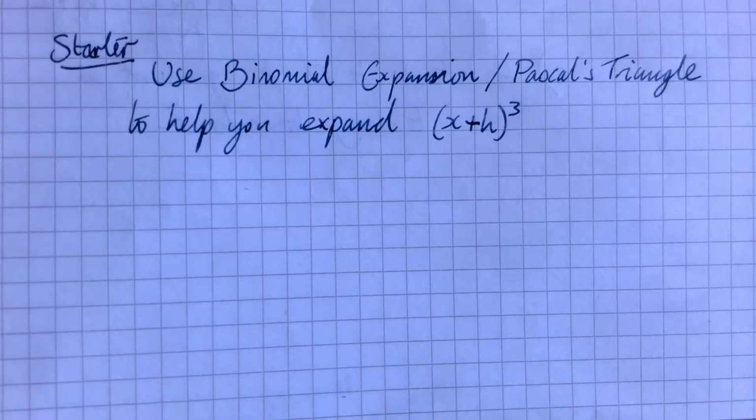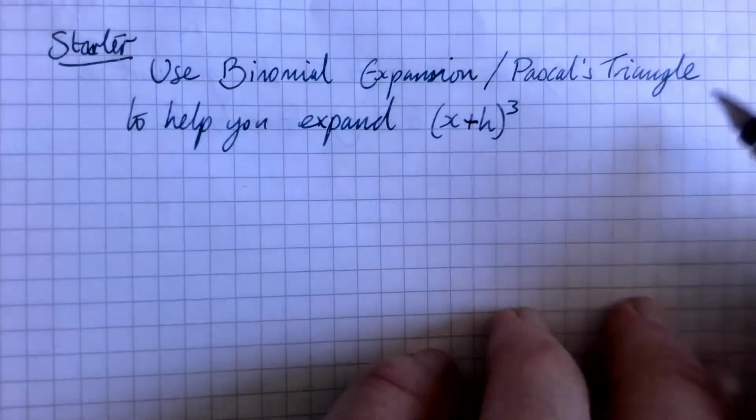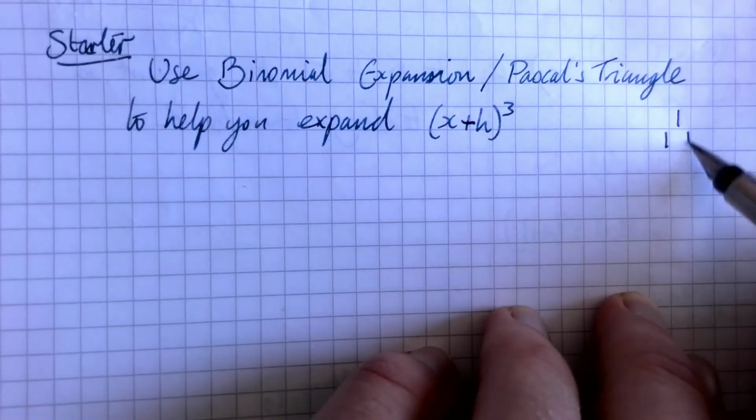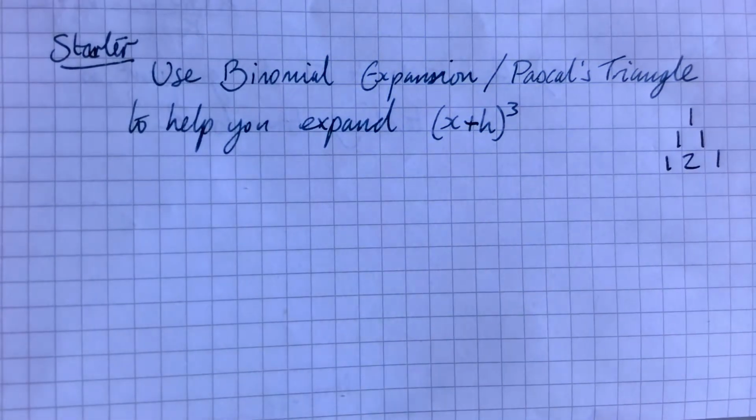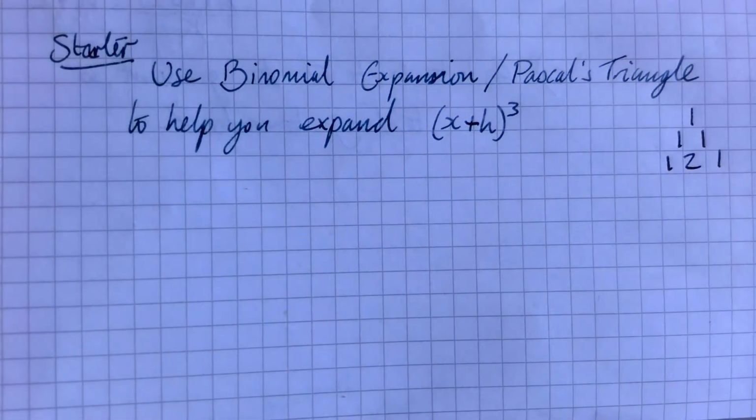Okay, good morning everyone. We are going to go straight in today with a bit of a starter. So there you go. You can see it there. Pascal's triangle. Just to jog your memory, it starts 1, 1 1, 1 2 1. You'll need to take it one further line than that. You'll want to pause the video in a moment. I'll go through it all.